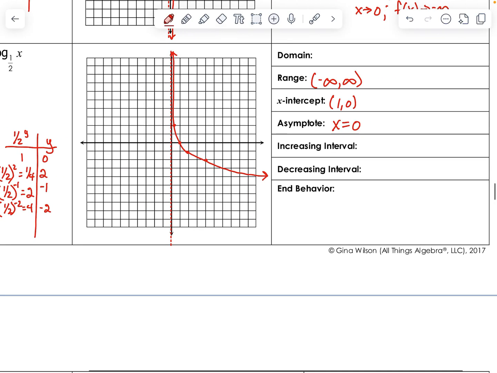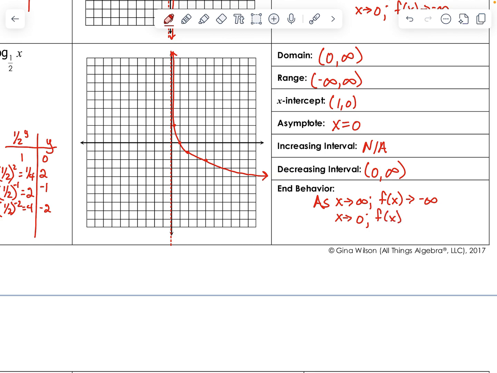So my domain goes from 0 to infinity again. It's not increasing anywhere. It's decreasing from 0 to infinity. And then I just fill in my end behavior. So as x approaches infinity, my graph is going to negative infinity. As x approaches 0, my graph is going up to infinity.